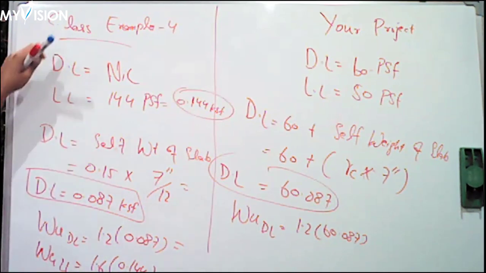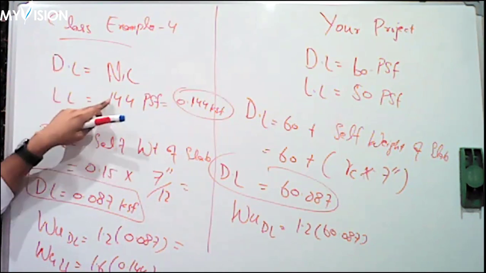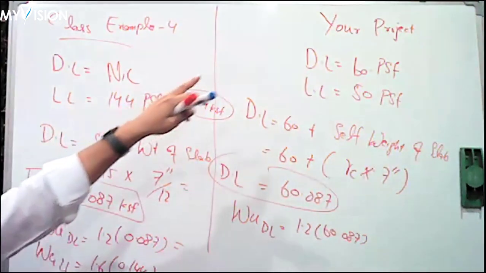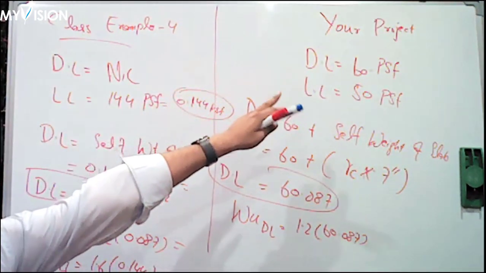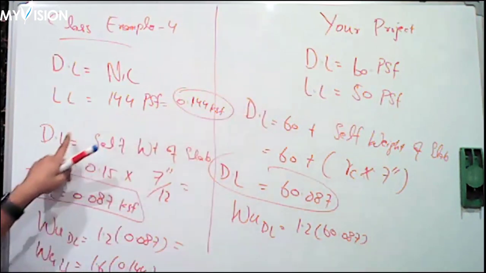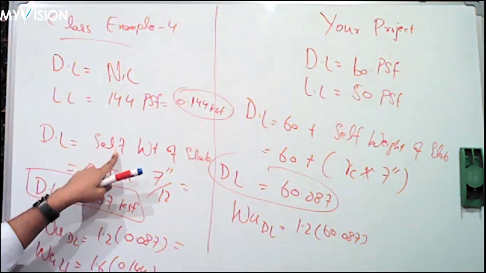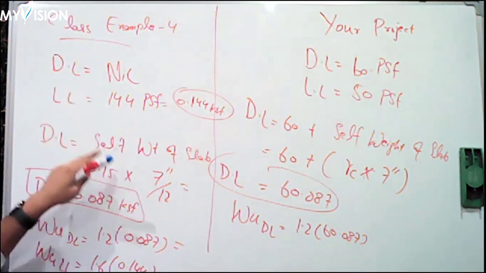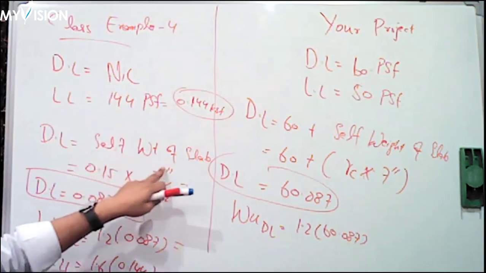Dead load, and in this example there is no dead load value available. Live load value is 144 PSF. But in your project, dead load value is 60 PSF and live load value is 50 PSF. When you are calculating the dead load, the final dead load will be equal to self weight. In this project there is no value of dead load, so that's why it is equal to the self weight of the slab.